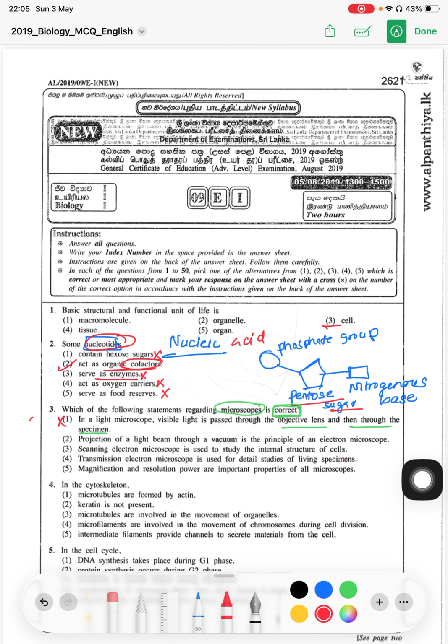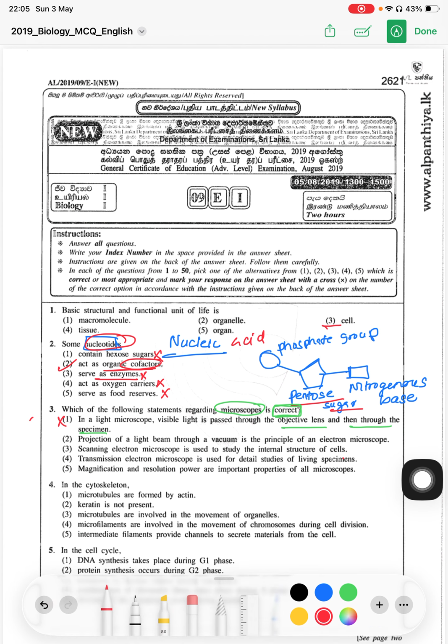Projection of a light beam through a vacuum is the principle of an electron microscope. So what is the principle of an electron microscope? What is the simplest microscope? It's a single lens, no? So what do you know about electron microscopes? There are two types of electron microscope: transmission electron microscope and scanning electron microscope, which you call TEM and SEM.